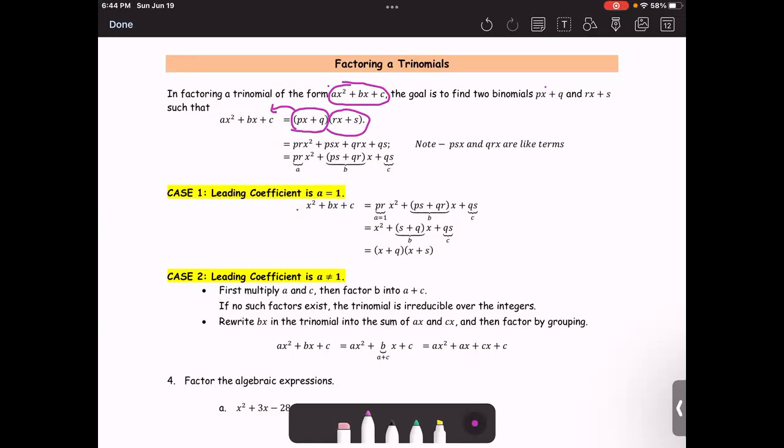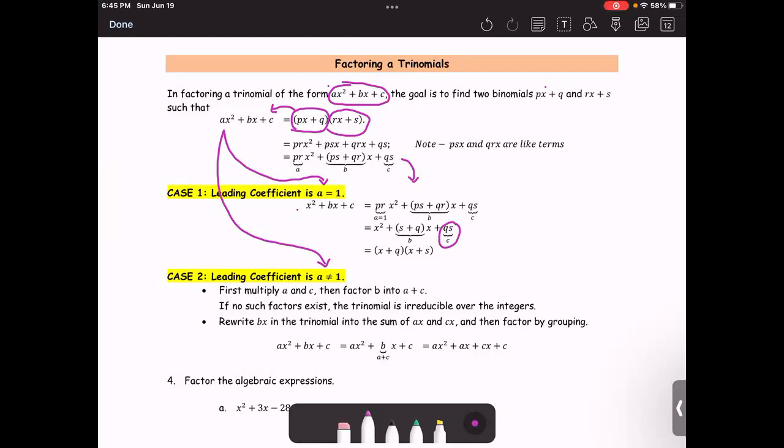Case 1, the leading coefficient a equals 1. And case 2, where the leading coefficient a is not 1. For the first case, where a equals 1, we have x squared plus bx plus c. In the expanded form that we saw above on this page, the coefficient of the middle term simplifies to s plus q, where the product of q and s is the same as the value c.